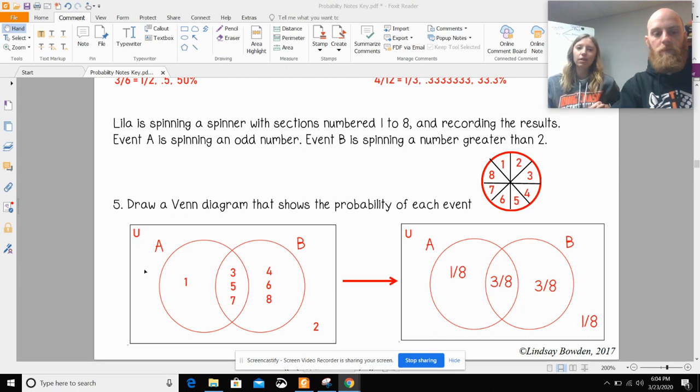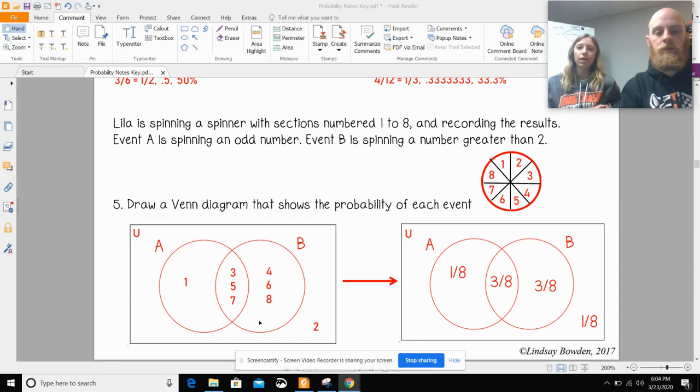So filling in the middle part is the easiest, so we're going to start there. So we want an odd number that is also greater than 2. So that's why we have 3, 5, and 7 directly in the middle of that intersection. And then remember, set A is an odd number, so the only other odd number out there on that spinner is going to be 1. So that's why we have 1 over there on the left side.